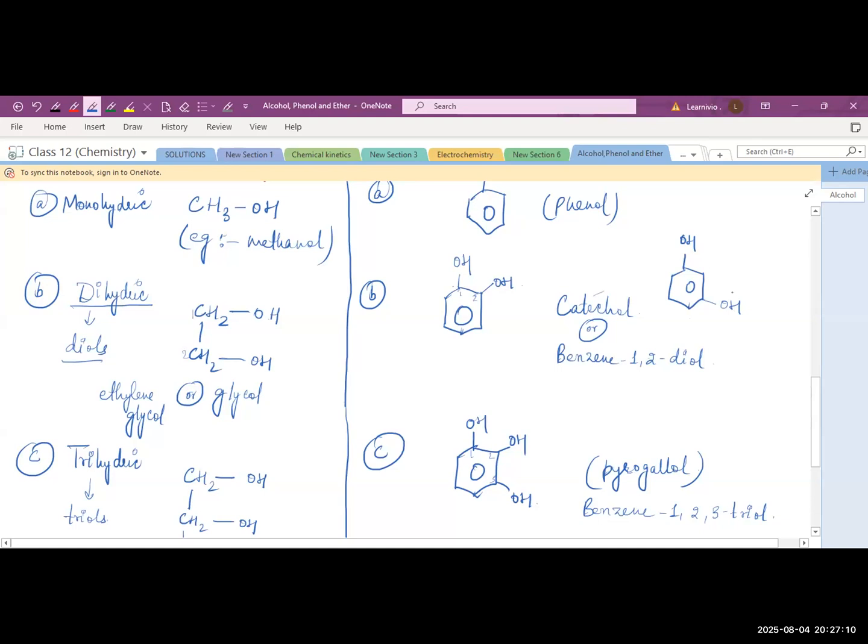Suppose इसके corresponding ये क्या है? Meta position. तो meta position पे अगर attached है, तो this is your resorcine. Resorcine. इसे क्या कहते हैं? Resorcine. So 1, 3 diols, right? Benzene 1, 3 diol is known as resorcine.